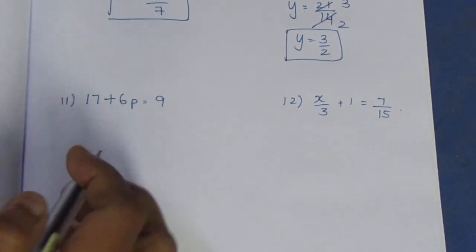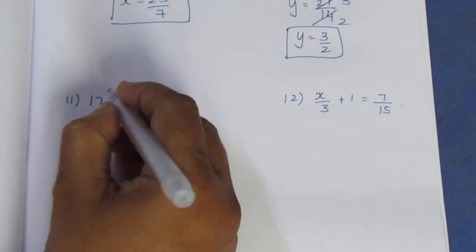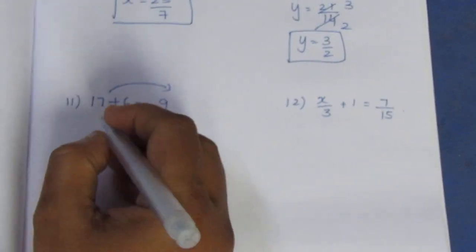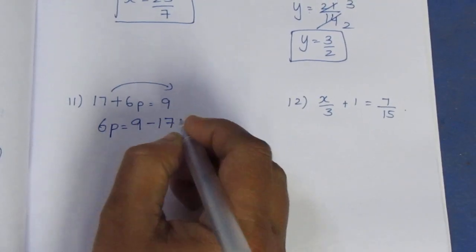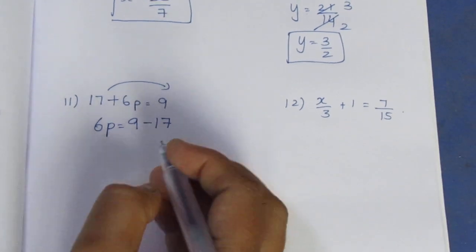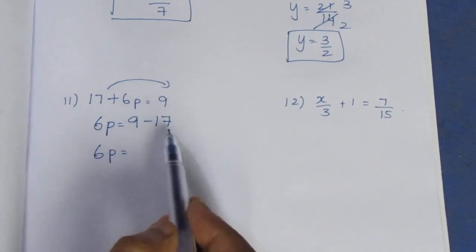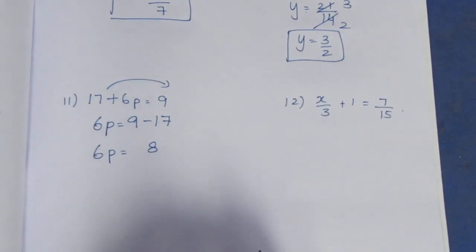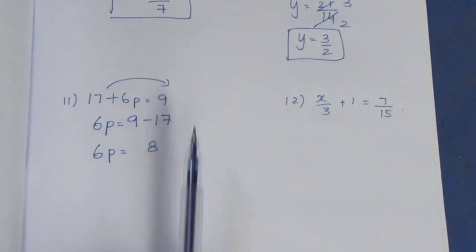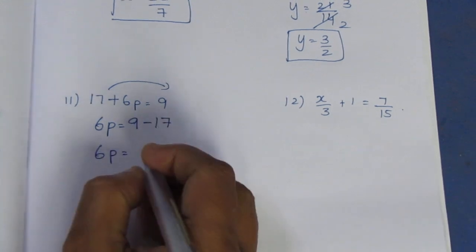We'll move on to the 11th one. 17 plus 6p is equal to 9. Bring 17 to the other side. So 6p is equal to 9 minus 17. As it is plus and minus, we need to subtract. The subtraction becomes 8, and don't forget to put the greater number's sign. Here the greater number is 17, which has the minus sign, which means we need to put the minus sign.